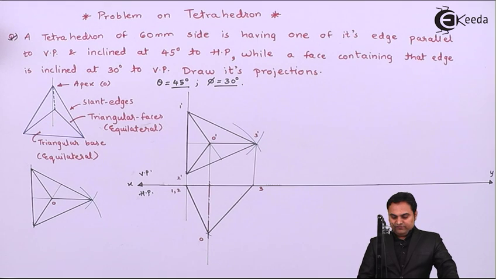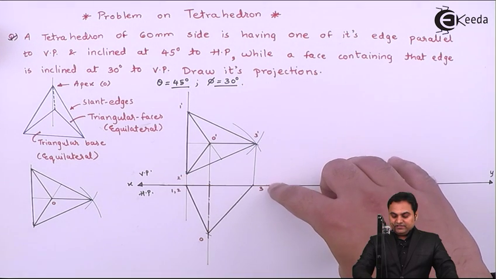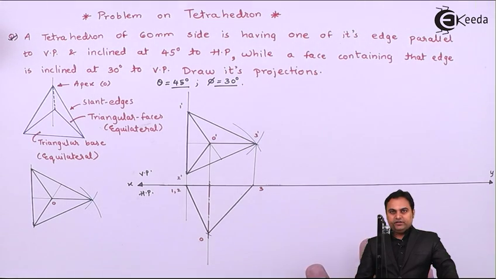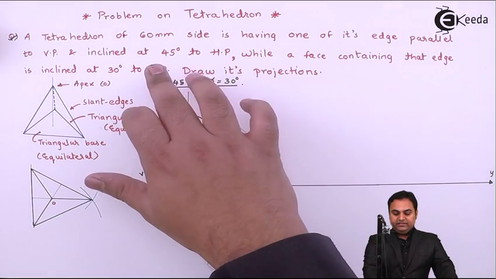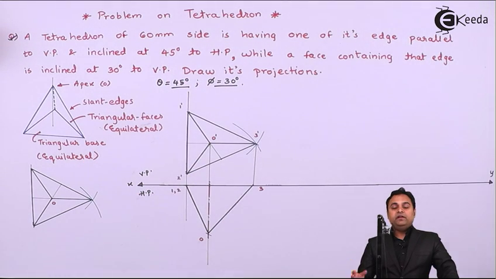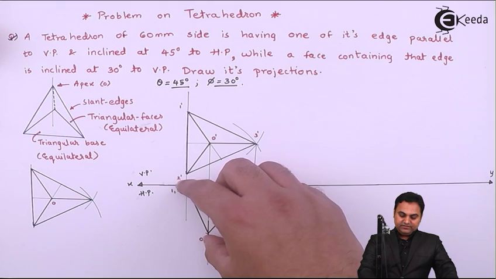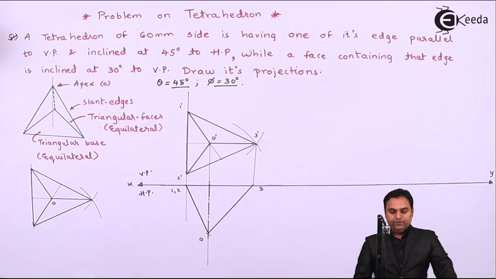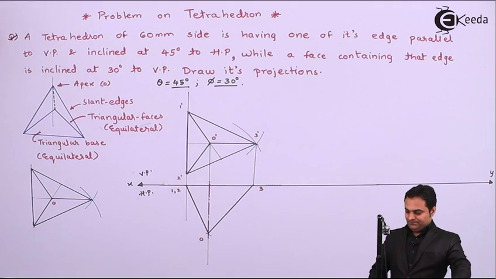So the next condition will be making this triangular face inclined 30 degree to VP, drawing the tetrahedron. After that I'll use the condition which is given, it is 45 degree to HP, which will be seen in VP. That will be our last condition. So let us get started with the second condition, where I'll make this triangular face inclined at 30 degree to VP, seen in HP.